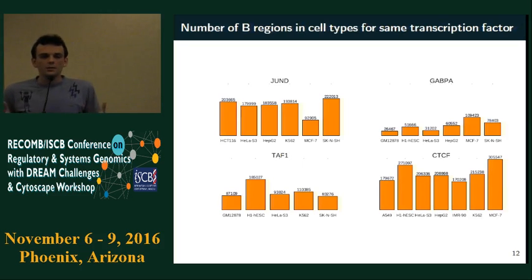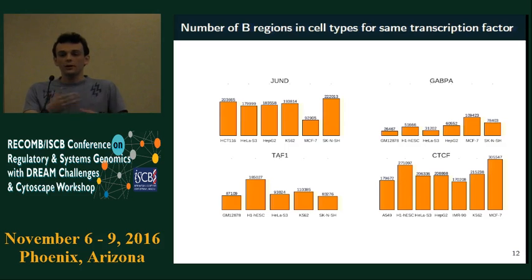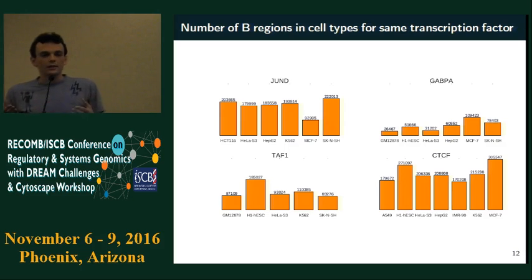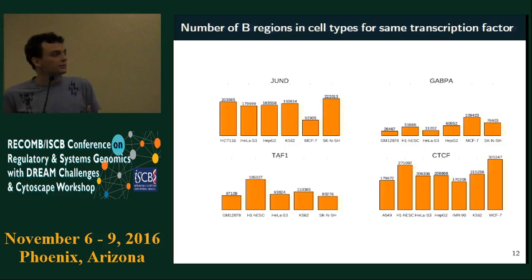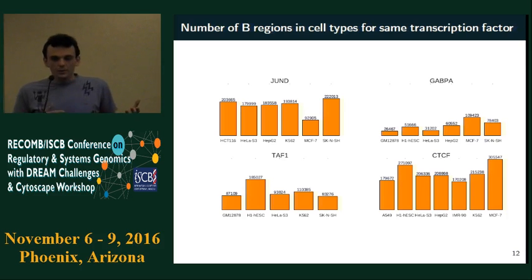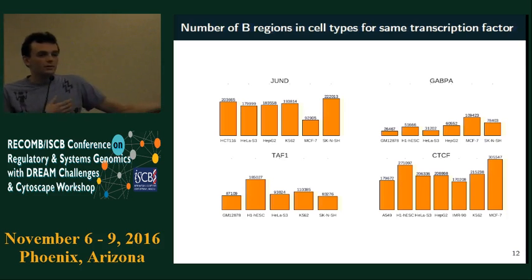The problem we're solving is a problem of highly unbalanced classes. Bound regions are much more rare than unbound ones. But not only that, the number of bound regions for one transcription factor across different cell types is significantly different. And we don't know what the number is in the target cell type.